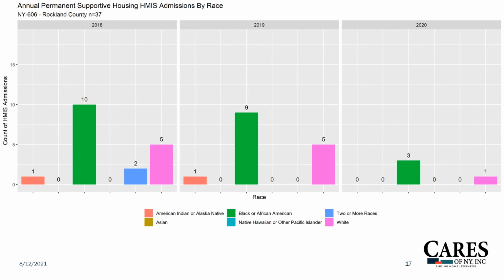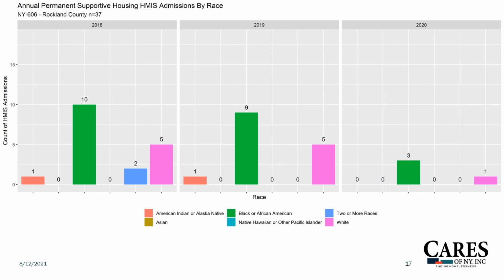Our final program-specific visualization is permanent supportive housing. And what we can see is year over year, there is a decrease in admissions into permanent supportive housing programs, with the most significant decrease occurring in 2020. Now, part of this decrease in 2020 could be the impact of the COVID-19 pandemic, where we see the eviction moratorium and other stimulus programs making new admissions very difficult.